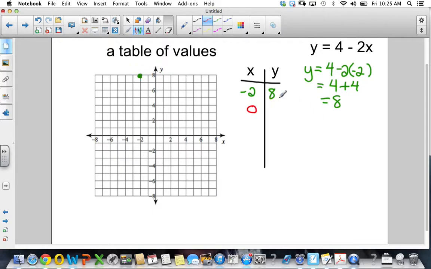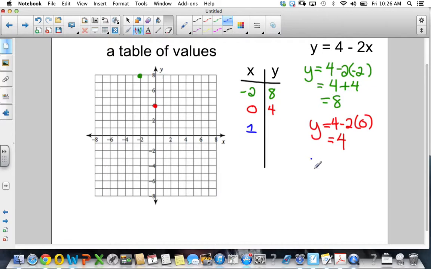I'm going to go with 0. 0 is always a good number to pick for x. Not only is it easy to substitute in and simplify and solve for your y, it also is the y-intercept. So 0, 4 is the y-intercept, the point at which our line will intersect with the y-axis. And at least one more will make sure our line is correct.